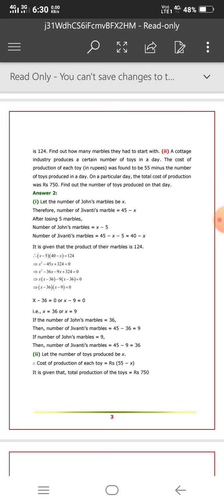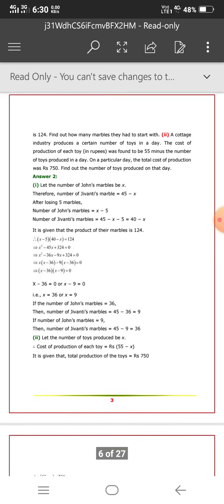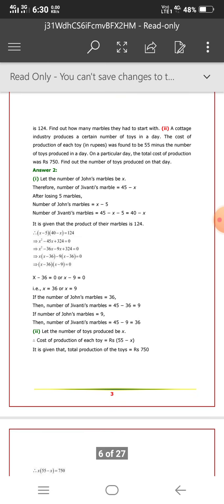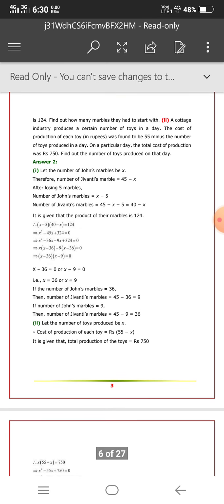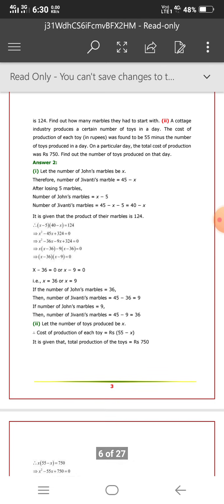According to the question, the product is equal to 124, so we can write x minus 5 into 40 minus x equal to 124. After simplifying it, you get the quadratic equation x square minus 45x plus 324 equal to 0. And do the middle term split method. You get the factorization x minus 36 and x minus 9 equal to 0. It means you get the two values 36 and 9.